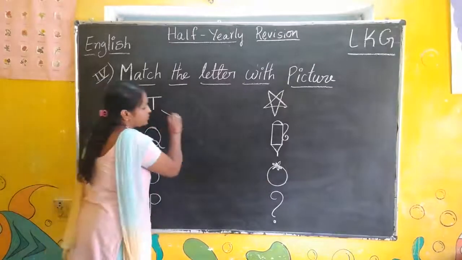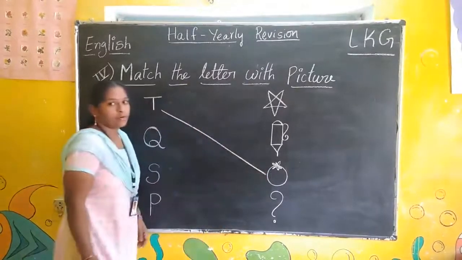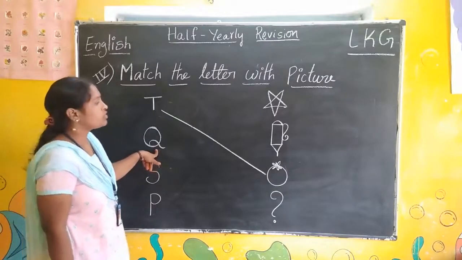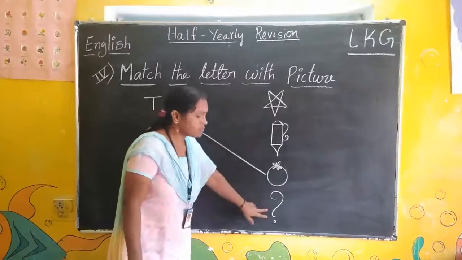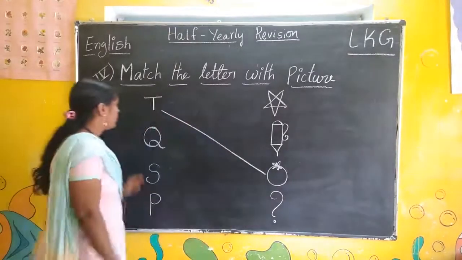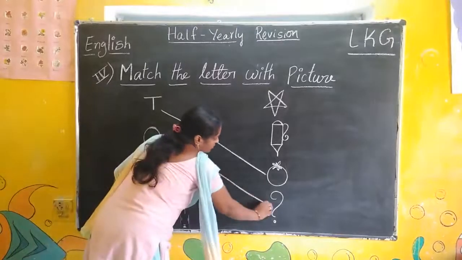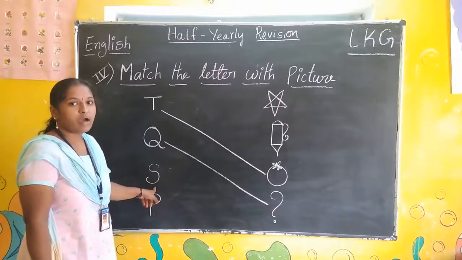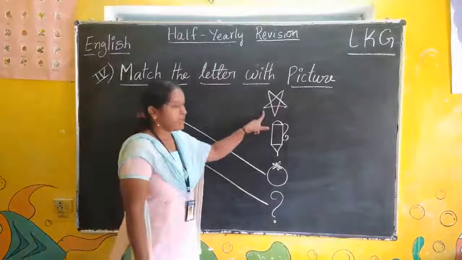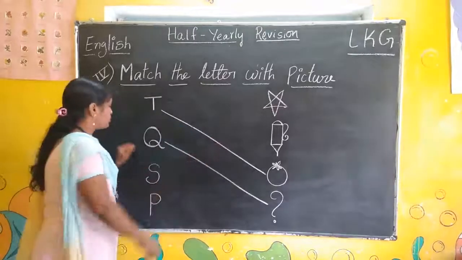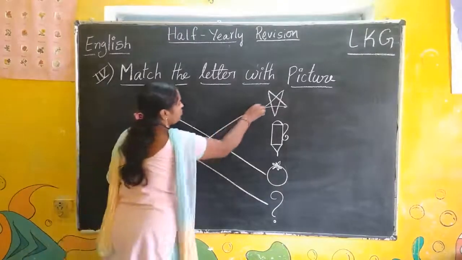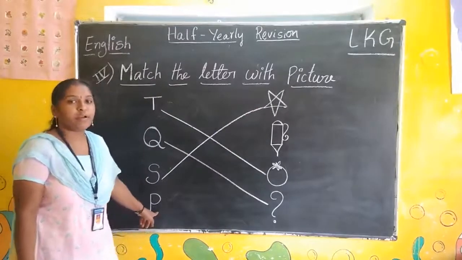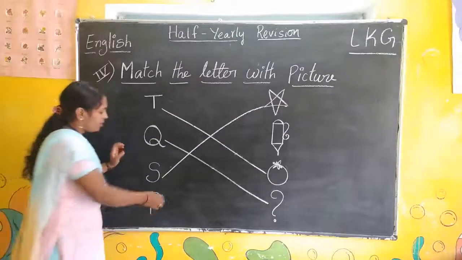Okay? Come on, match it. T to tomato. Now next, Q. Q for question mark. Where is question mark? Come on, search here. Yes, this is question mark. Q for question mark. Now next, S. S for star. Where is star? Yes, this is star. S to star, draw a line. Now next, P. P for pen. Where is pen? Come on, match it, children.